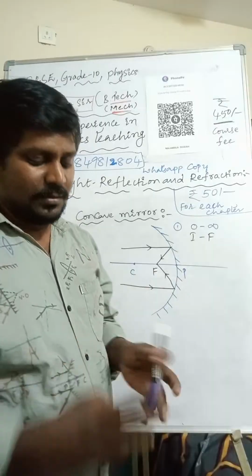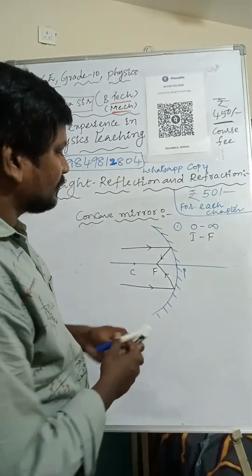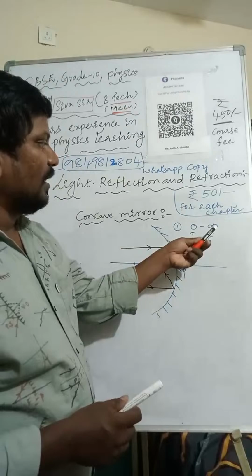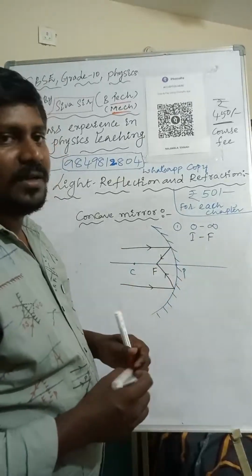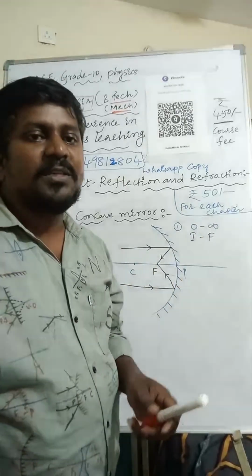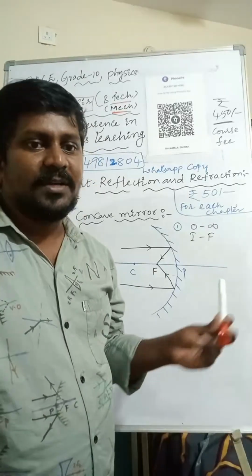Here you can see the object is at infinity, and the image will form at focus. How many light rays are required to form the image of the object? Minimum 2 light rays. So that's why I'm taking two.